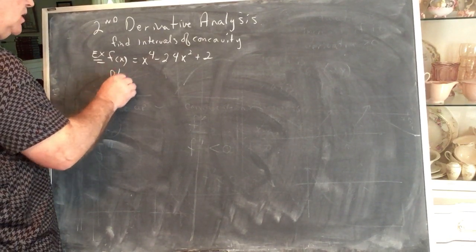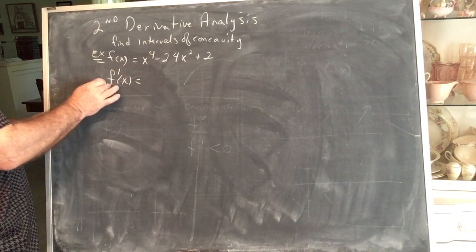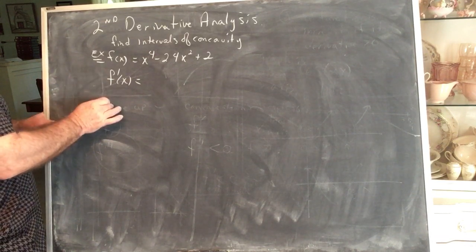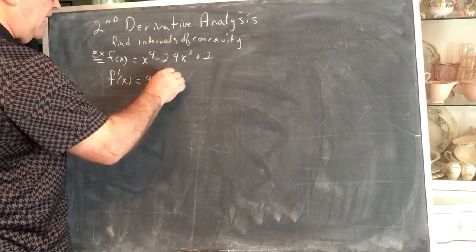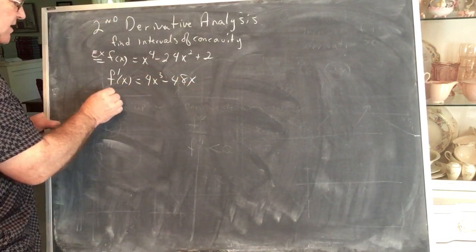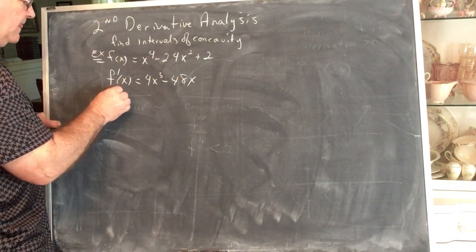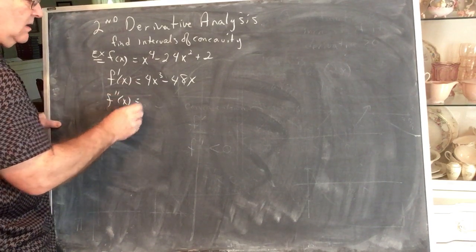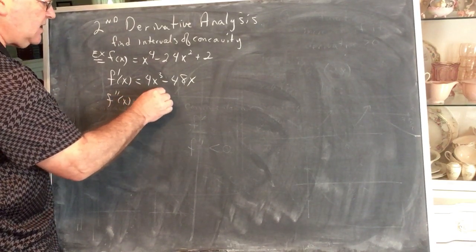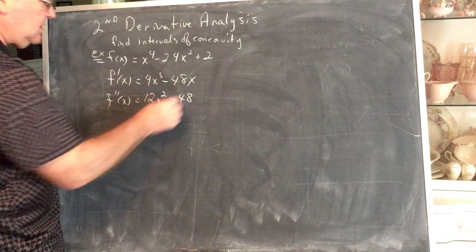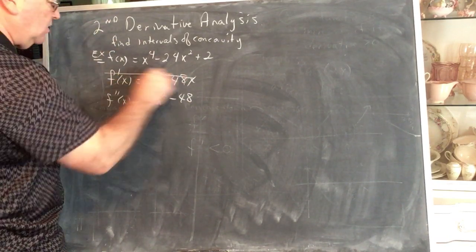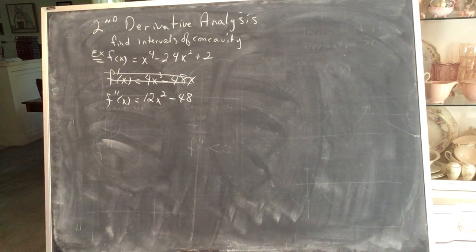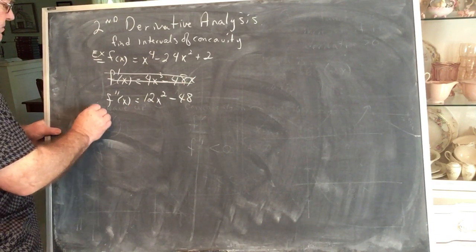So, derivative number 1 has exactly one purpose, which is to get us to the second derivative. The first derivative is 4x to the third minus 48x. The second derivative is 12x to the second minus 48. Once we found the second derivative in the second derivative analysis, you're no longer going to use the first. So, find the critical values.